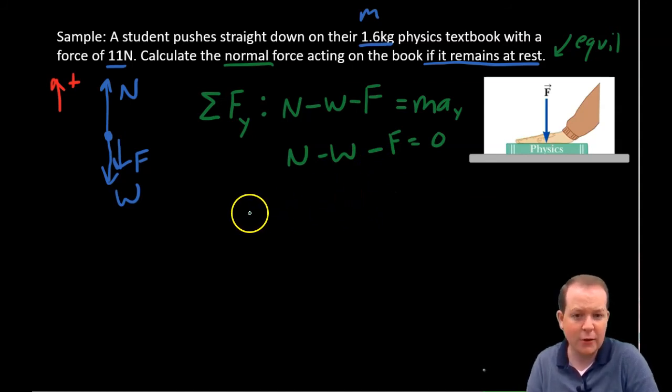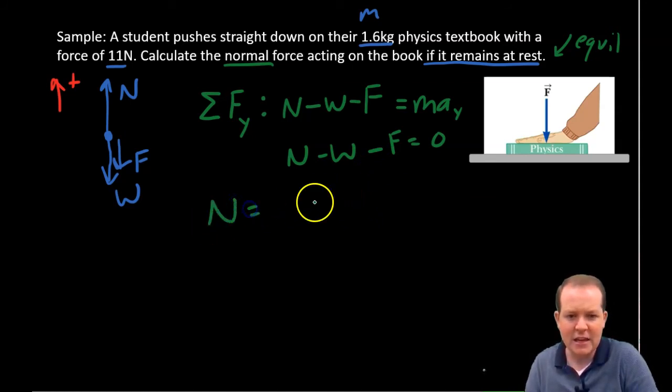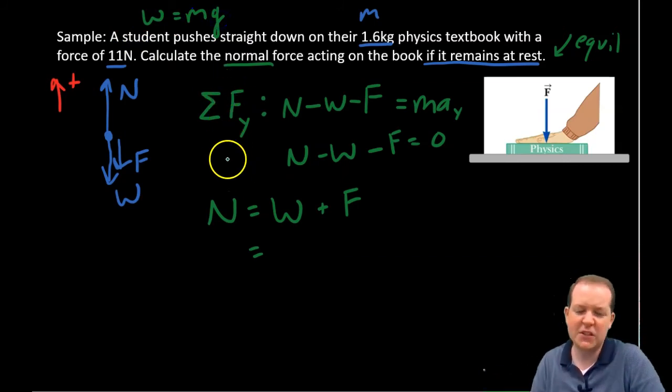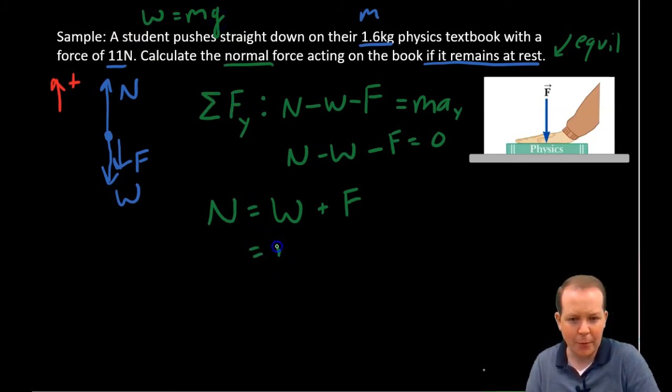Now I'm just doing some algebra. I have n equals, I swing over w, now it's positive. I swing over f, plus f. Okay. What's weight? Remember, weight is equal to mg. It's on the AP Physics 1 equation sheet. It's easy to remember. So it's mg plus f.